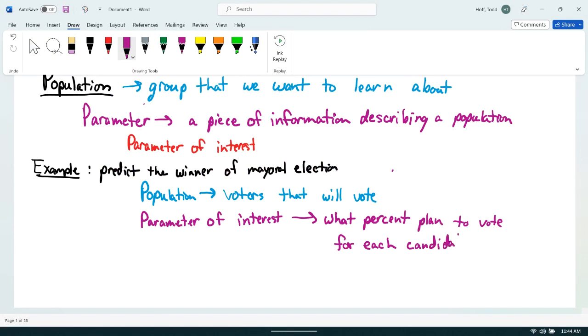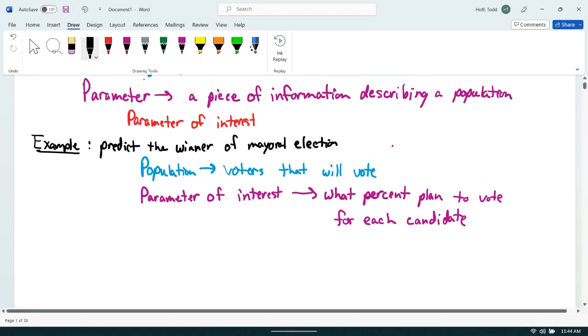We don't care about all those other things that describe this population because, again, they're just defining the population. We want to describe this item that we want to learn about. We want to learn who's going to win. Now, if we wanted to collect information from the whole city, all of those voters who are going to vote, that process would be called a census.